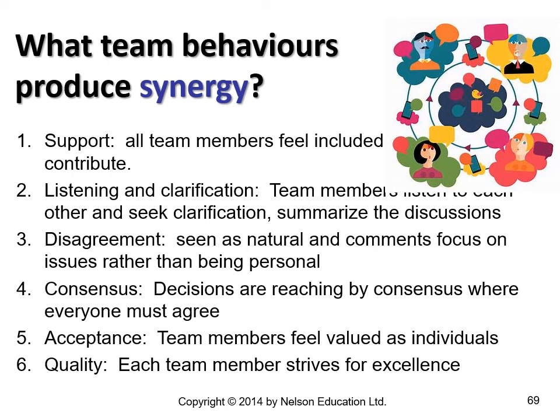The fourth thing is consensus. This can be challenging, but decisions need to be reached by consensus, which means everyone agrees on the decision. The last two are acceptance. Everyone has to feel valued, and the last is quality, in that each team member is striving for excellence. So these six things produce synergy within a team.